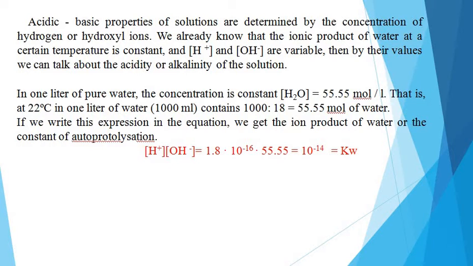Acidic-basic properties of solutions are determined by the concentration of hydrogen or hydroxyl ions. We already know that the ionic product of water at a certain temperature is constant, and the concentrations of hydrogen and hydroxide ions are variable. Then by their values we can talk about the acidity or alkalinity of the solution.